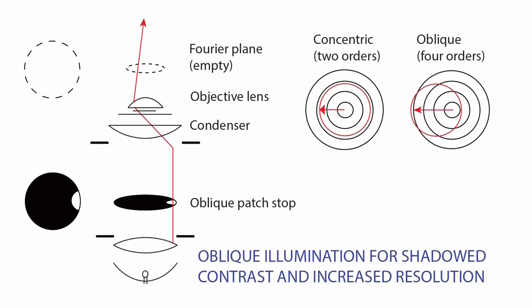In the oblique method, the zero order falls near to the edge of the aperture, while some of the third and fourth order light can enter the objective and improve the theoretical resolution by up to 100% in one direction, with a reduction of 50% in the perpendicular direction.